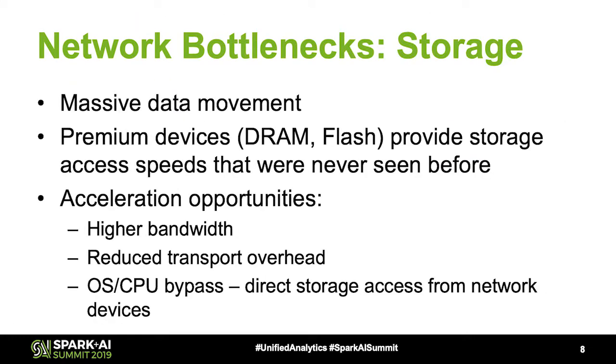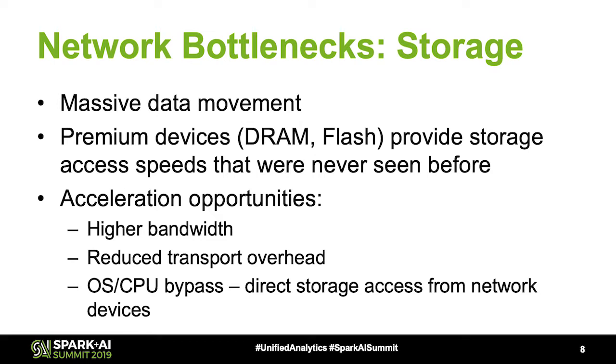So storage, of course, is a network bottleneck. It's probably the most massive data movement in a big data AI cluster. Premium devices such as DRAM and flash, and we saw a bunch of talks today about other forms of faster storage, provide access speeds that were never seen before. Now, we're doing distributed work in this place, so the network becomes a factor here.